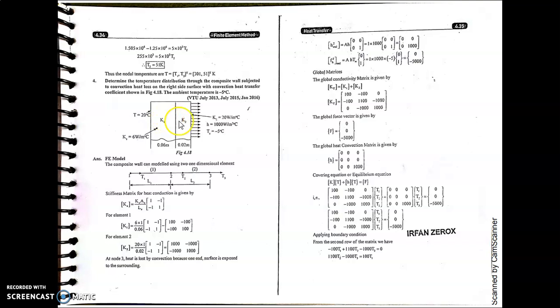Here two elements are given, with conductivities K1 and K2. These are the given data: one is 6 and the second is 20 watt per meter degree centigrade. The convection heat loss coefficient is 1000 watt per meter square degree centigrade, and T infinity, that is the ambient air temperature, is -5 degree centigrade, and the first node temperature is given as 20 degree centigrade.